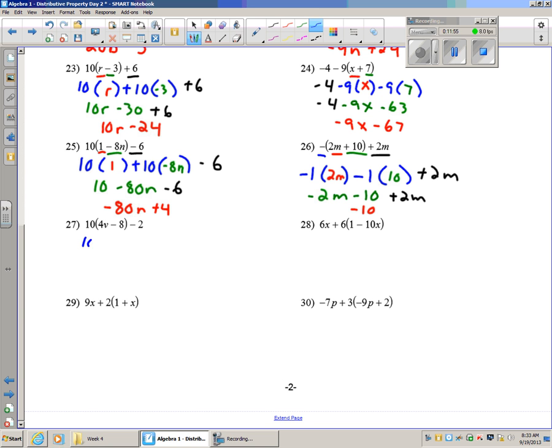Number 27. It's 10 times two different terms. And the negative 2 drops down. The first term being 4v. And the second term being negative 8. 10 times 4v is 40v. And 10 times negative 8 is negative 80. And the negative 2 just drops down. Combine like terms here. You get 40v, and negative 80 and negative 2 gives you negative 82.